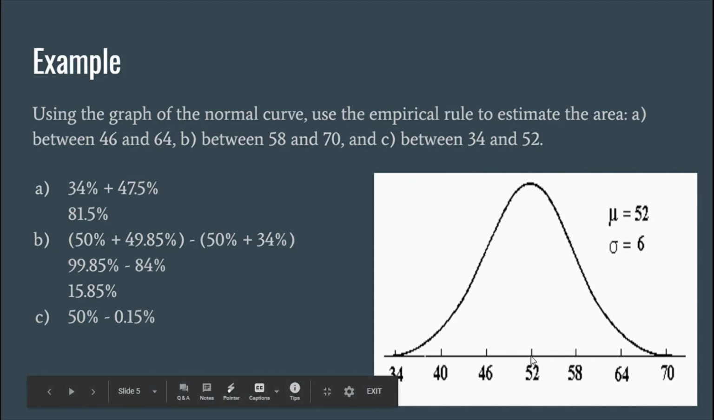Up to 52 is half, right? 50%. And we just want to get rid of this portion here. If you remember from the last problem, this portion was just 0.15%. So we do the subtraction because we only want the portion between here. We get 49.85%. Okay, so this one was a little bit more complicated. Still using the same information, it's just asking slightly different questions.